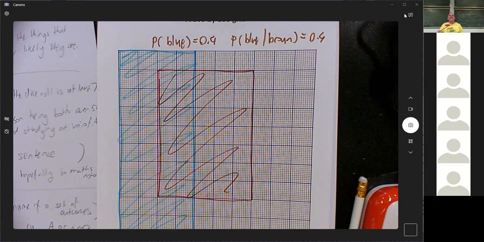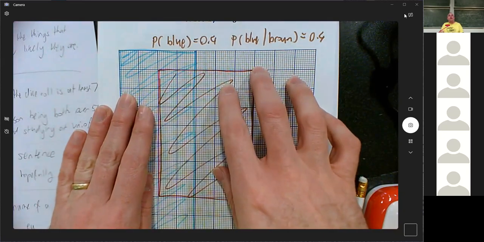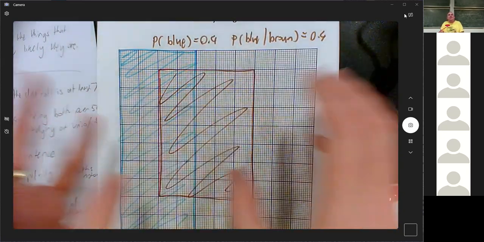Yeah, mutually exclusive, this would be over here, they wouldn't touch at all. I mean, they might touch right along the edge, but they don't overlap.